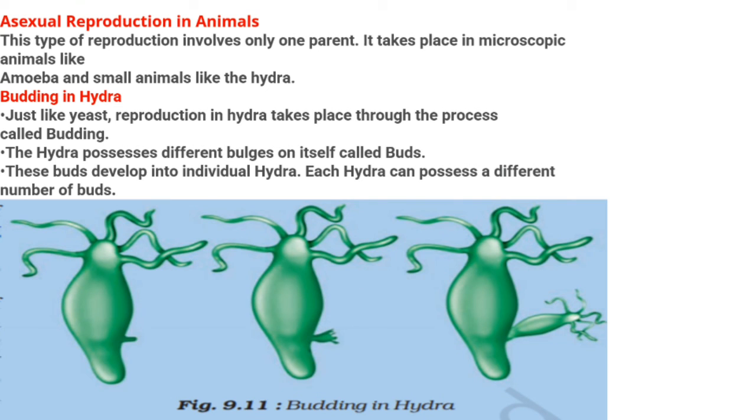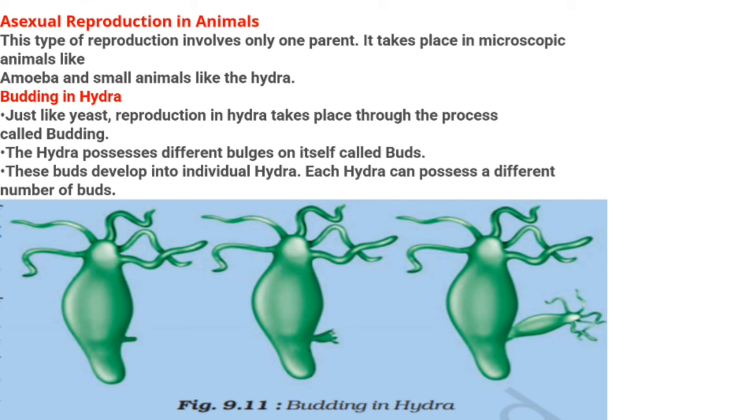Asexual reproduction in animals. This is a type of reproduction which involves only one parent. It takes place in microscopic animals such as the amoeba and small animals like hydra. Budding in hydra. Just like yeast, reproduction in hydra takes place through the process called budding. The hydra produces bulges out of itself called the buds. These buds develop into individual hydra. Each hydra can possess a different number of buds.